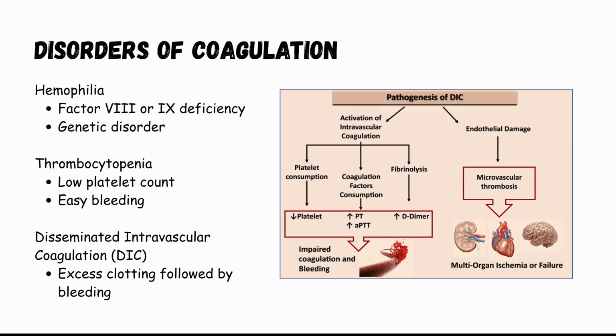Hemophilia is a genetic disorder caused by deficiency of clotting factors. Thrombocytopenia leads to easy bruising due to low platelet count. Disseminated intravascular coagulation, or DIC, involves widespread clotting followed by severe bleeding. These conditions require immediate medical attention.